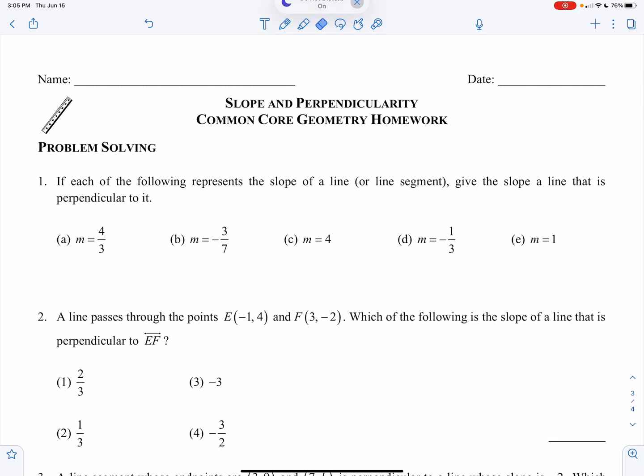Today we're going to look at Unit 5, Lesson 2, Slope and Perpendicularity. Please remember to pause or rewind the video as needed. Let's begin. A couple of things to note before we begin.